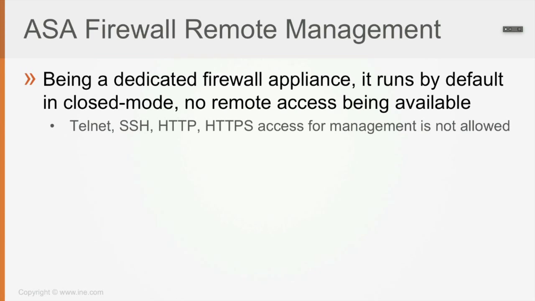Now, in order to manage the ASA remotely via SSH, Telnet, HTTPS, whatever: because the ASA is a dedicated firewall appliance, as opposed to a router, where the firewall comes up as an added feature, it is going to run by default in what is called closed mode from the management point of view. No remote access is available by default. Telnet, SSH, HTTP, and HTTPS access for management are not allowed by default. You have to make that happen.